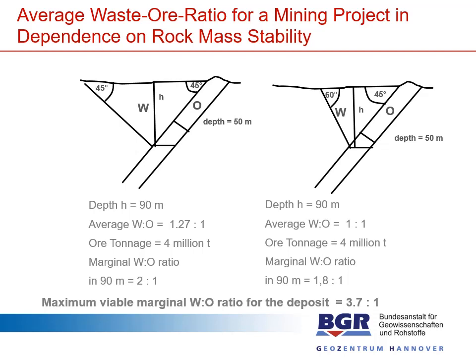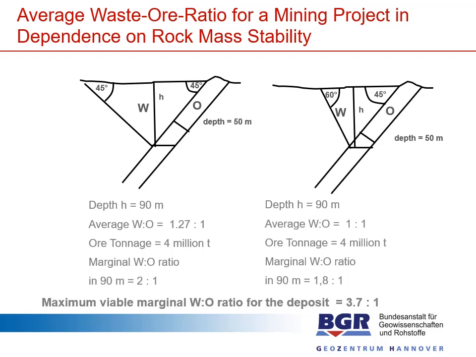At 90 meters depth, the average waste to ore ratio in example 1 with 45 degrees is 1.27 to 1. And if you can apply a steeper slope, you have an average waste-to-ore ratio of 1 to 1. And this is not the only important thing. You also have to consider the marginal waste-to-ore ratio, which is 2 to 1 on the left-hand side and only 1.8 to 1 on the right-hand side. And why is this marginal waste-to-ore ratio important? It is of importance because due to the ore value, you have a maximum viable marginal waste to ore ratio, in this case from this ore, of 3.7 to 1. And the steeper the slope is, the lower is the waste to ore ratio and the deeper you can mine.